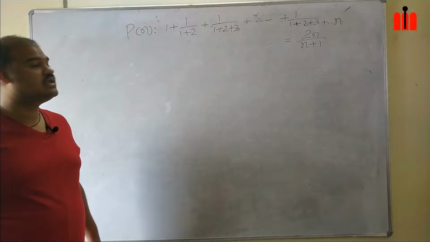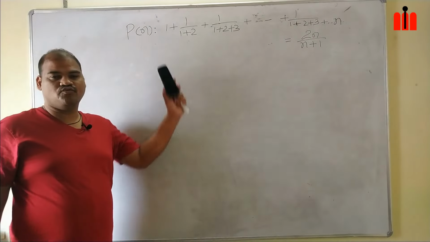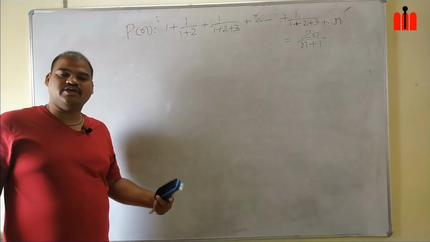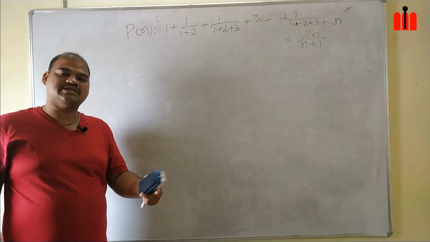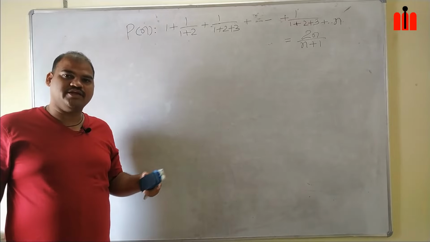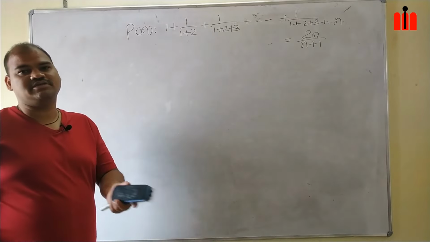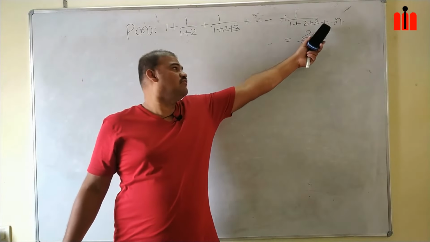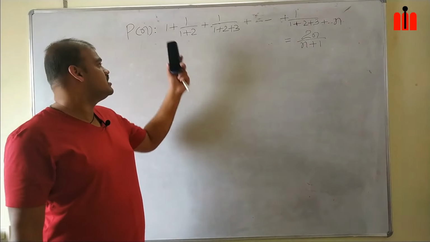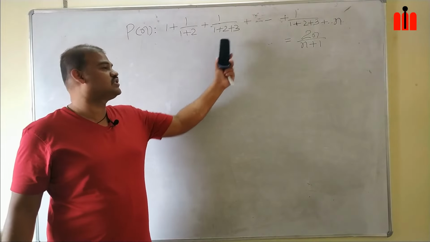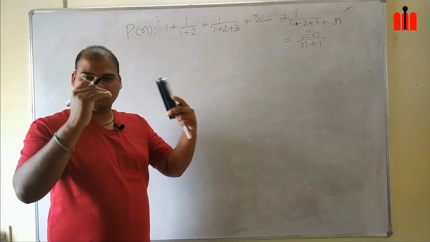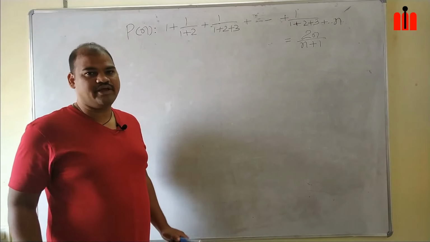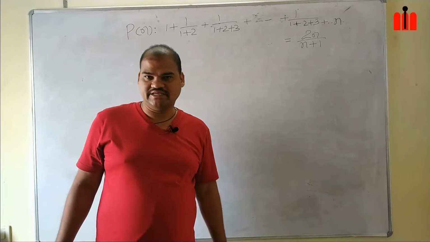So my problem is, the P(n) statement is 1 plus 1/(1+2) plus 1/(1+2+3) plus ... up to 1/(1+2+3+...+n). Okay, so we are seeing the sum of first n natural numbers, sum of first two natural numbers, sum of first three natural numbers. All those things are written in the denominator and they are added. So this is what my LHS is.